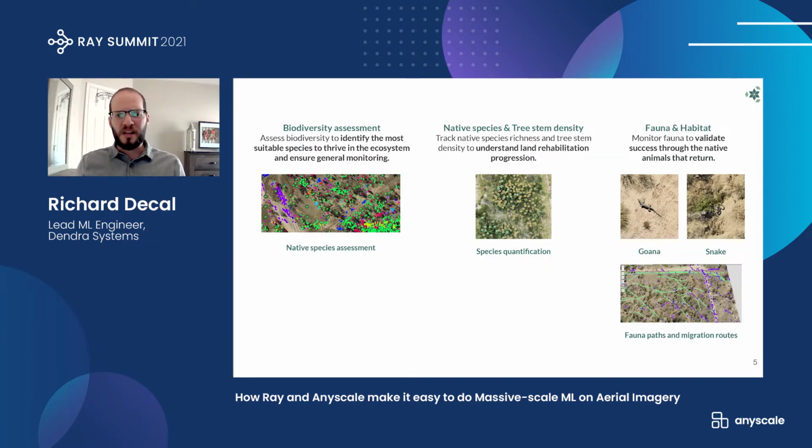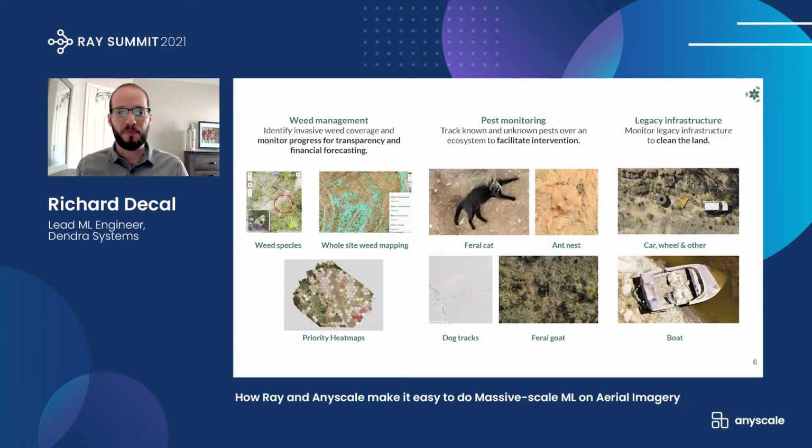Now, I'm going to quickly gloss over our suite of products. We do things like biodiversity assessments and biodiversity report cards. We can quantify tree stem density and native species to understand how the rehabilitation is going, in addition to finding animals and seeing if they're starting to repopulate areas that were blighted before. We find migratory routes to understand how animals are moving around in the area. And in addition, we can also find pests and weeds and help our customers prioritize which areas need interventions.